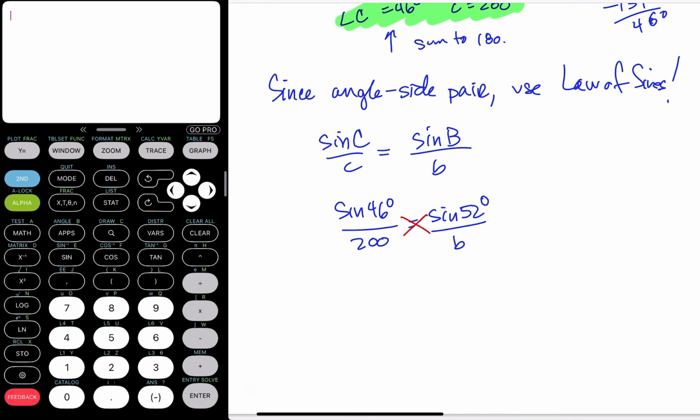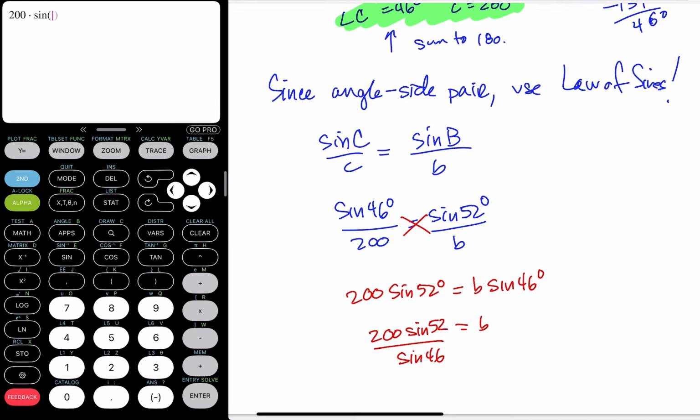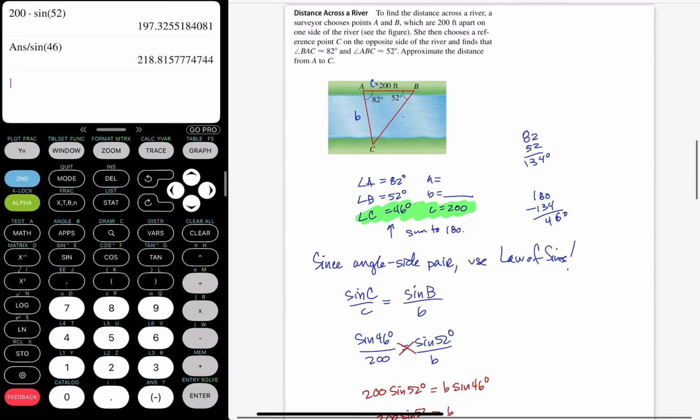Now I can cross multiply and get that 200 sine of 52 is equal to b times the sine of 46. In other words, b is equal to 200 sine of 52 divided by the sine of 46. On my calculator, 200 times the sine of 52 gives us this. I divide that by the sine of 46, and you get b is approximately equal to 218.82. What? Feet? Yes, feet.